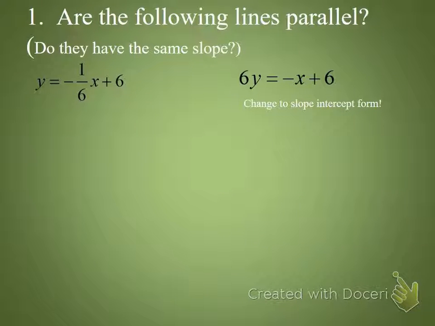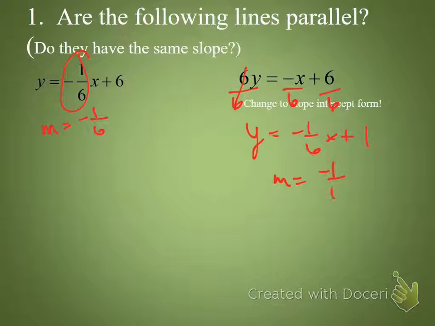All right. First question that you need to be able to answer is, are these two lines parallel? Well, as we just saw, we have to figure out what the slopes are, right? So the slope of this line obviously is negative 1/6, because this is in slope-intercept form, and we can find the slope. The problem with the second line is it's not in slope-intercept form, so we've got to change it by dividing everybody by 6. You get it in slope-intercept form so that you can see the slope. So the slope of this guy is negative 1/6 also.